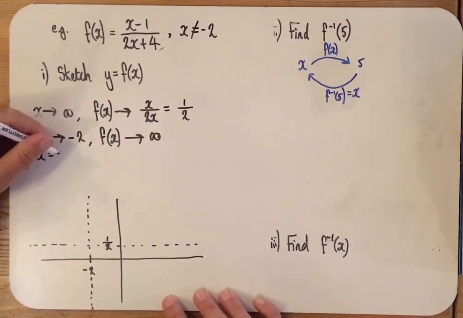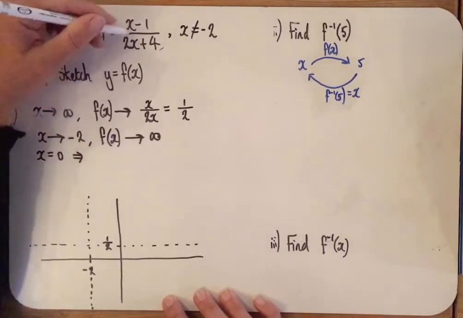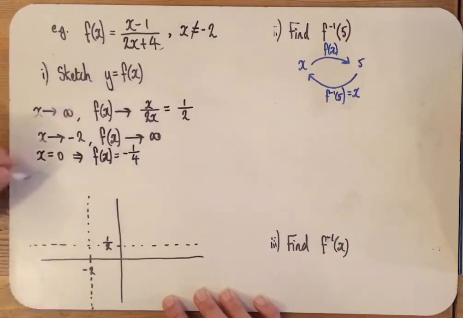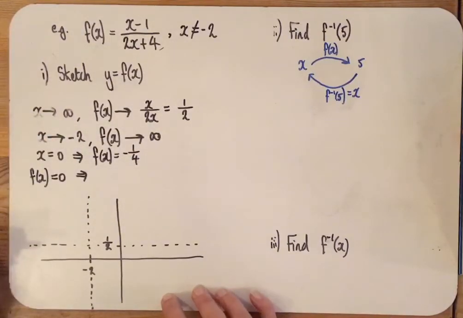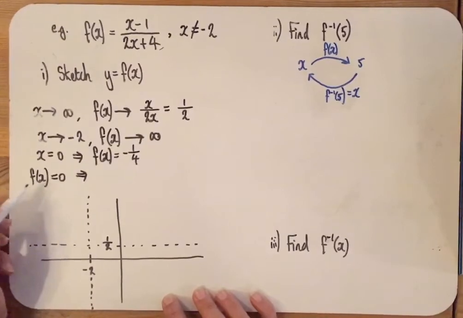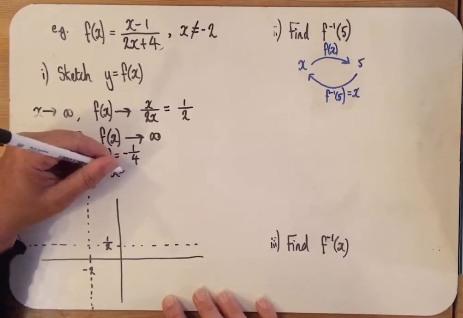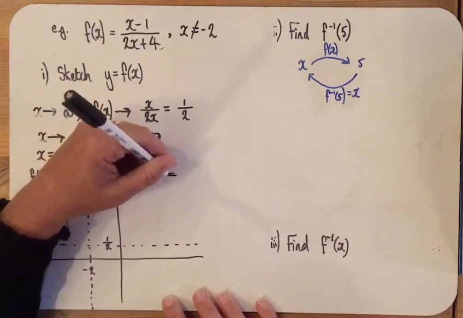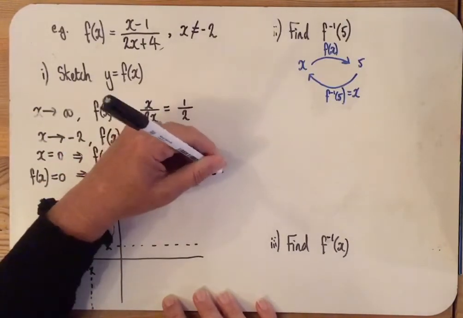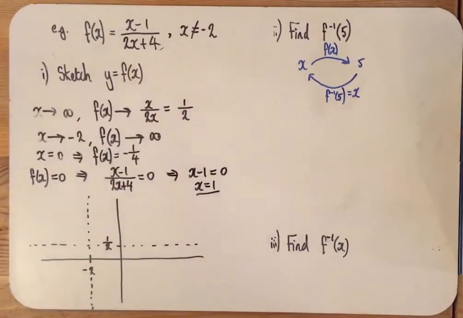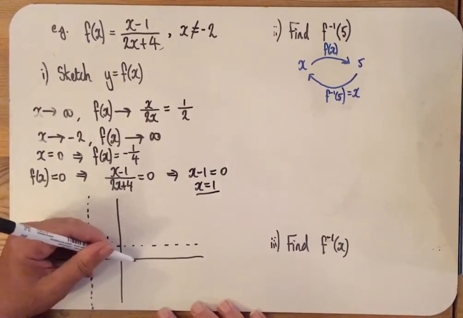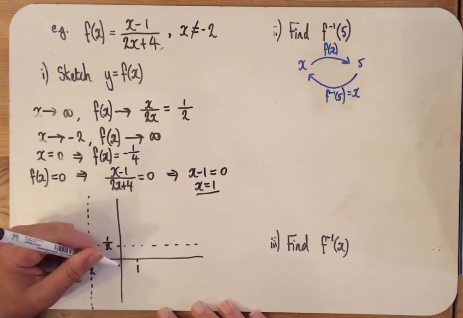Y-axis intercept is when x equals 0. So when x is 0, f of x is -1/4. And then if f of x equals 0, that would be like setting y to 0, so that would give you your x-axis intercept. If you've got a fraction that equals 0, then if I times by that denominator, I'll just get x minus 1 equals 0, and so x is equal to 1. So to find where a fraction equals 0, you set the top to 0. And so I'm crossing here at 1 and here at -1/4.